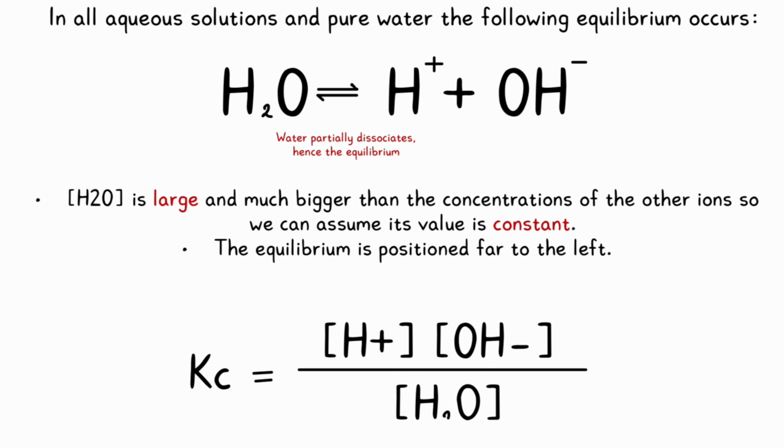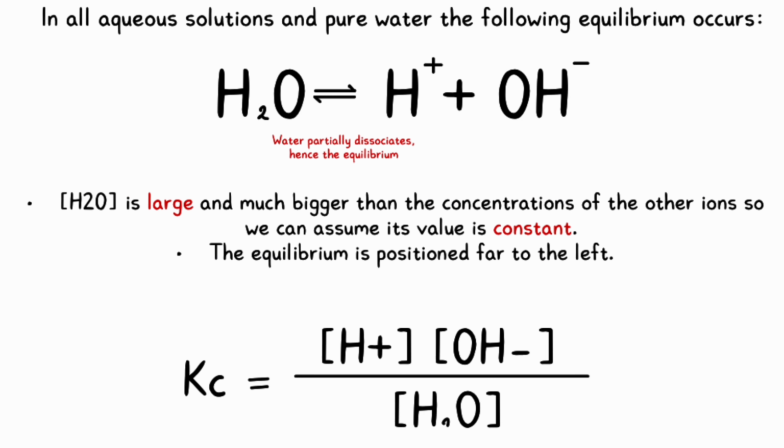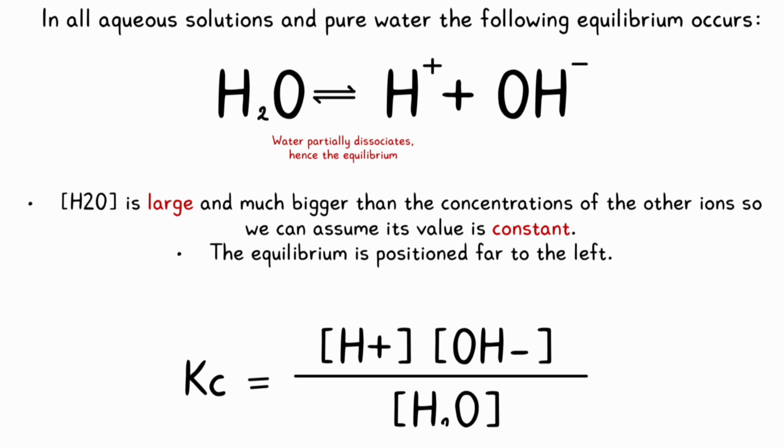First of all, in all aqueous solutions and pure water, the following equilibrium occurs. So water partially dissociates into hydroions and hydroxide ions. Now, we know there's an equilibrium present because there's this reversible symbol. That tells us there is an equilibrium.